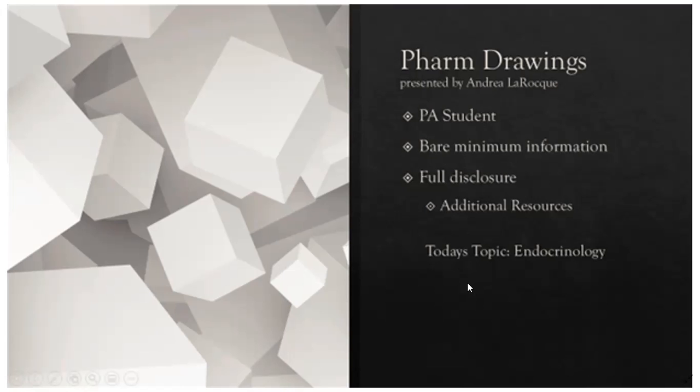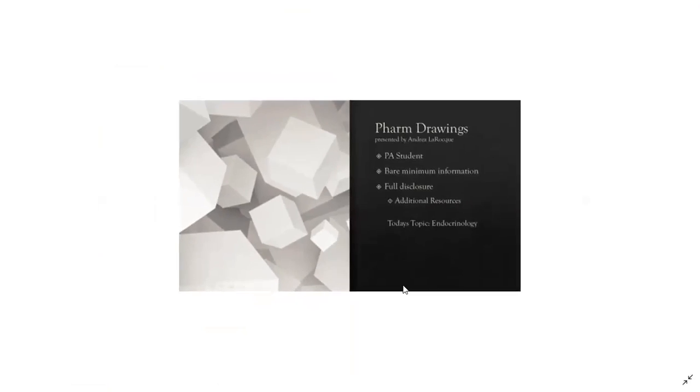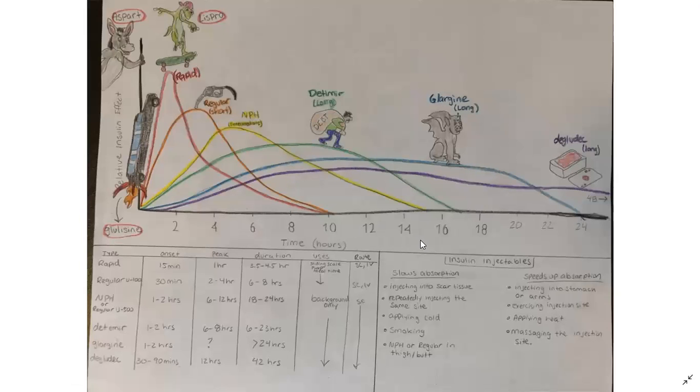And so today, like I said, we're going to be talking about endocrinology. I'm going to be discussing drugs for diabetes, and then just a quick little bit about hypothyroidism, and then Cushing's and Addison's disease. So we're going to get started with the insulin.